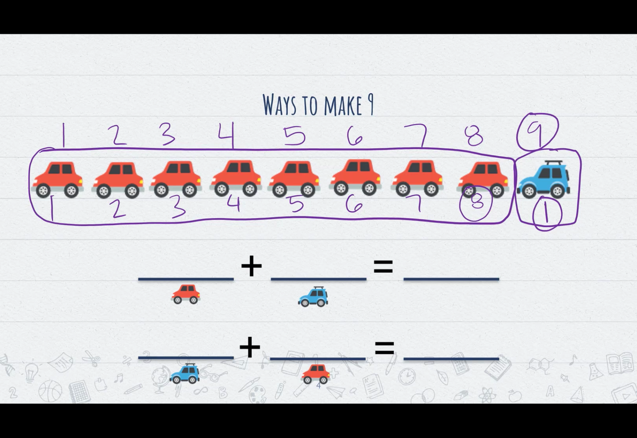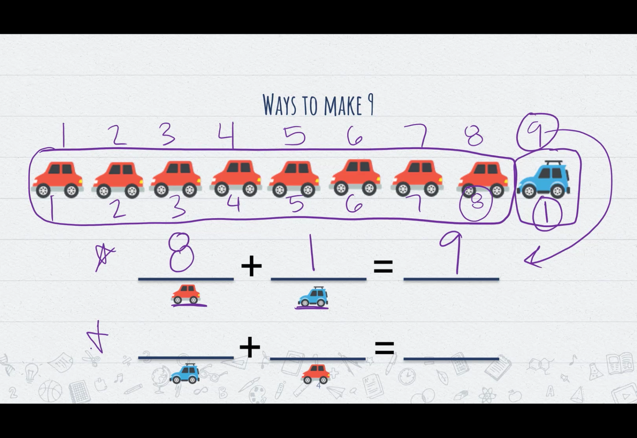So now I can write my addition sentences. So we'll start with this one here. We'll start with our red cars. We have 8 red cars plus 1 blue car equals 9 cars altogether.